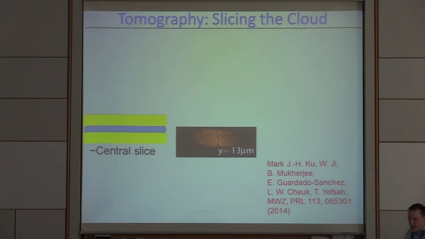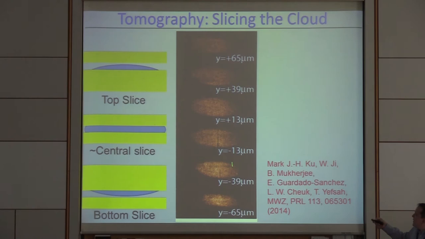We see situations like these where, after doing this phase imprint, we have one interesting object inside our cloud. And now, as we displace the slicer beam, we can check whether it's a planar soliton or whether it's maybe just a single vortex line. And so this tomographic imaging allowed us to distinguish these things. And in this case, it is a single vortex line.